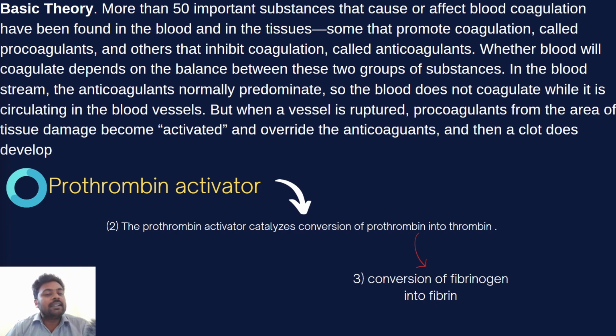The clot itself is made up of fibrin, the product of stage 3, and fibrin is a thread-like protein. Many strands of fibrin form a mesh that traps RBCs and platelets and creates a wall across the break in the vessel.